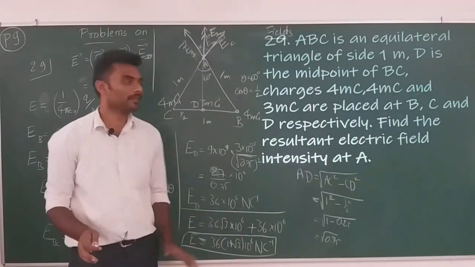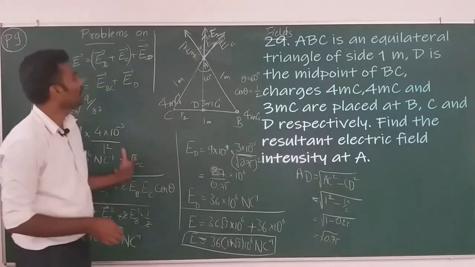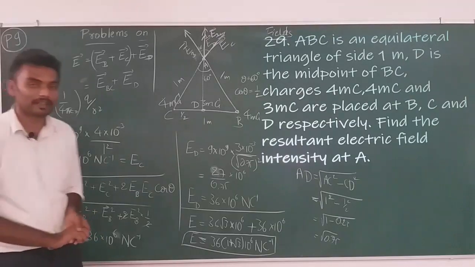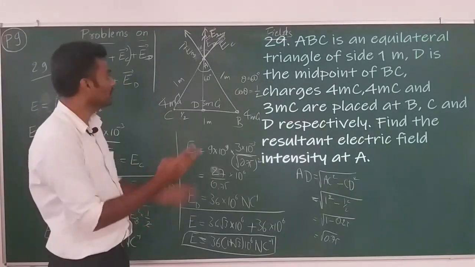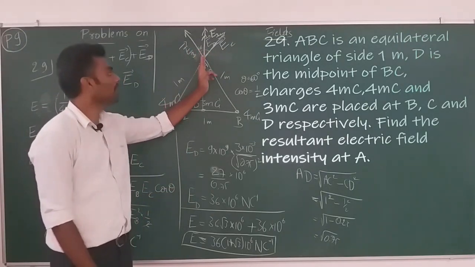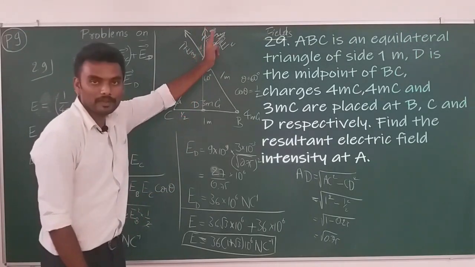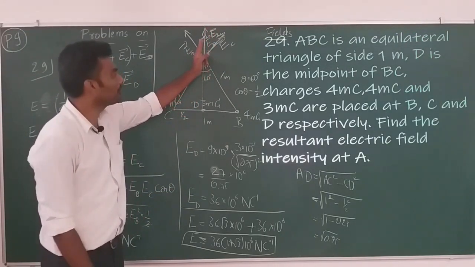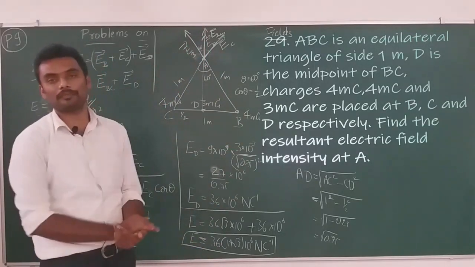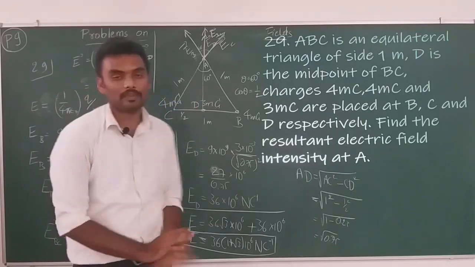Clear on this? So this is how you should consider and work with multiple vectors, multiple electric fields given. Here you have 3. First you found the resultant of EB and EC, which came in the same direction as ED. Then you simply add up ED and EBC, which will give you the net electric field at A.